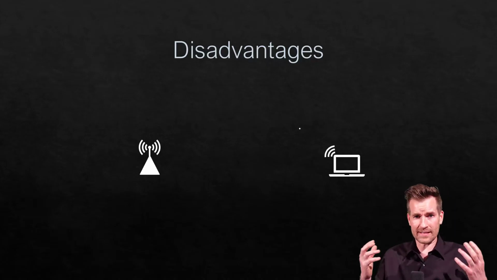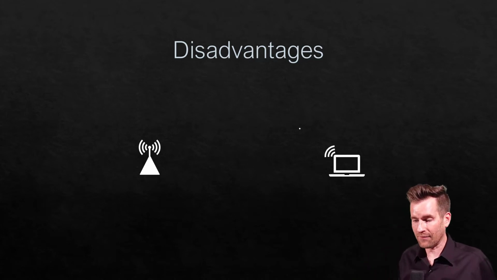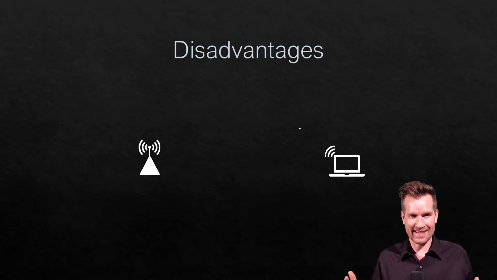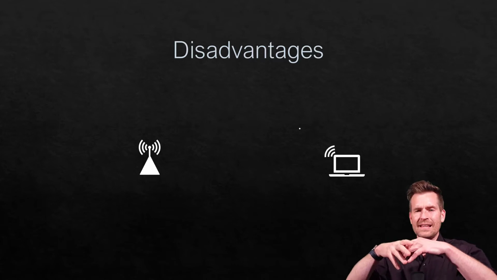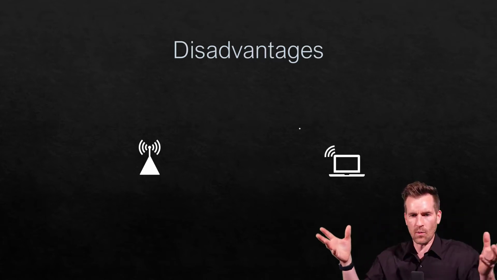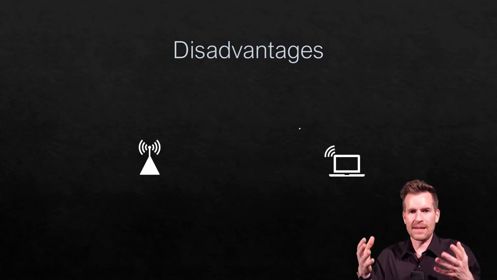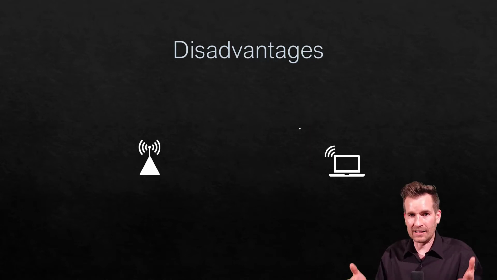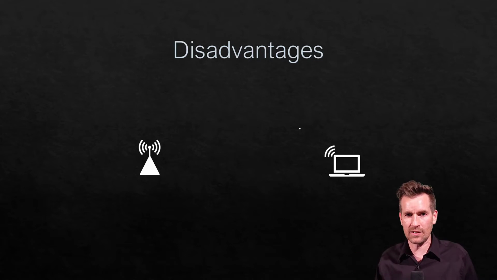All right, so what are some of the disadvantages? Well, for one, the security, as I mentioned before, the communication happens out in the wild where anybody can pick it up and be able to read that traffic. And so you have to encrypt that traffic. And so security is a concern anytime with wireless.